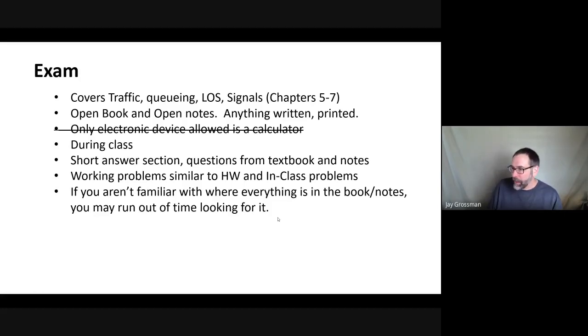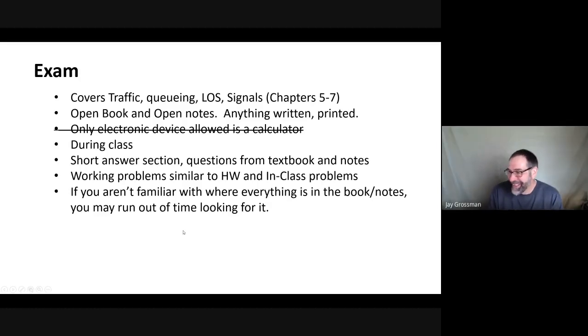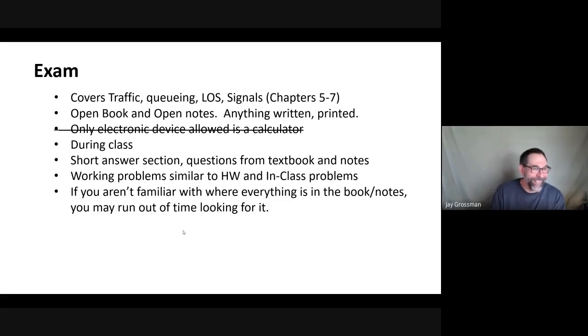And what does the fifth bullet point mean? 1, 2, 3, 4, 5. Is that the fifth including the crossed off one, or the fifth not including the crossed off one? Including the crossed off one. Oh, okay. Thanks. The short answer section, that's the multiple choice.